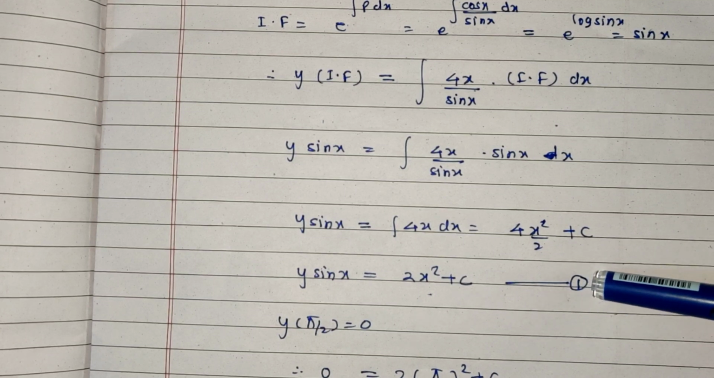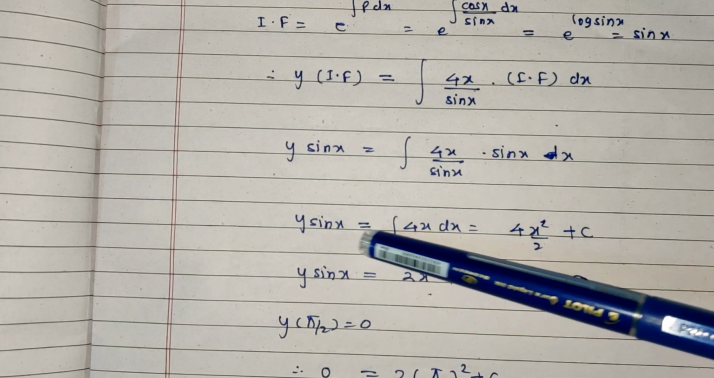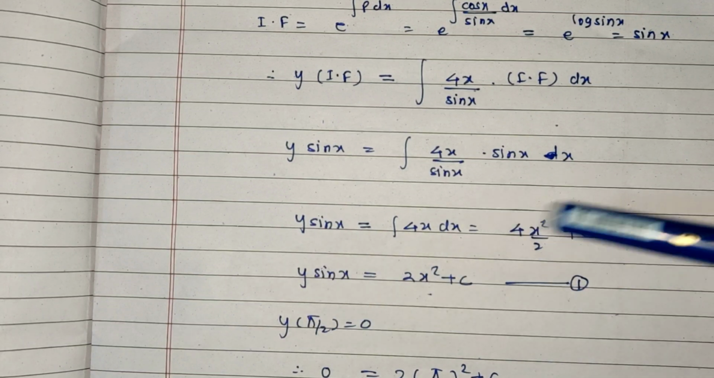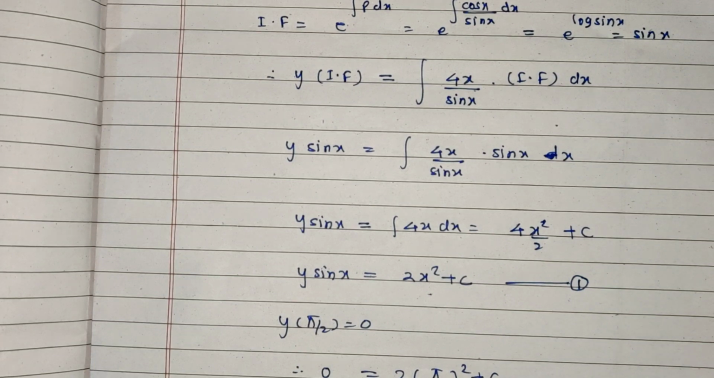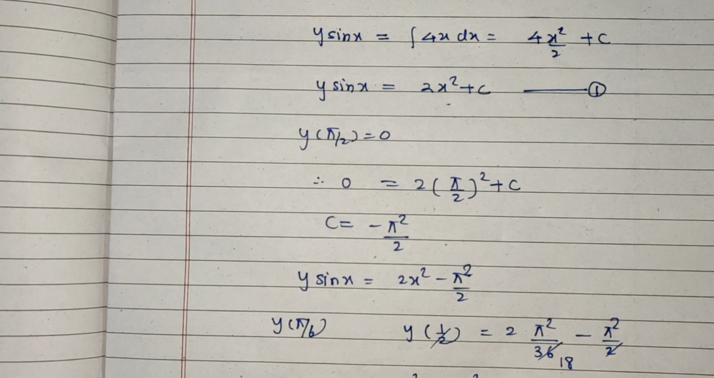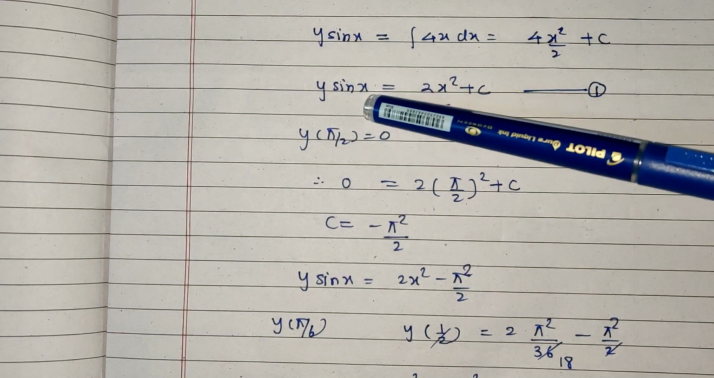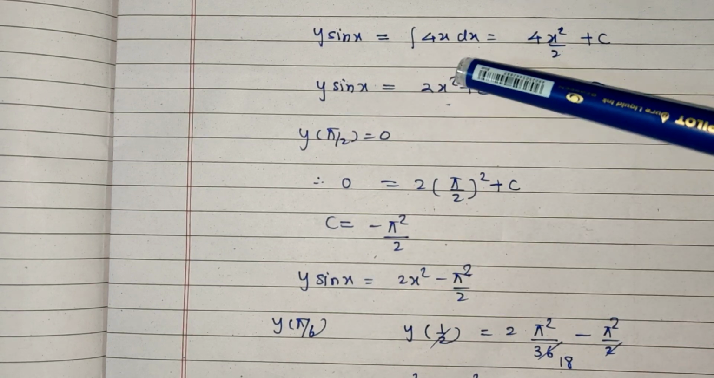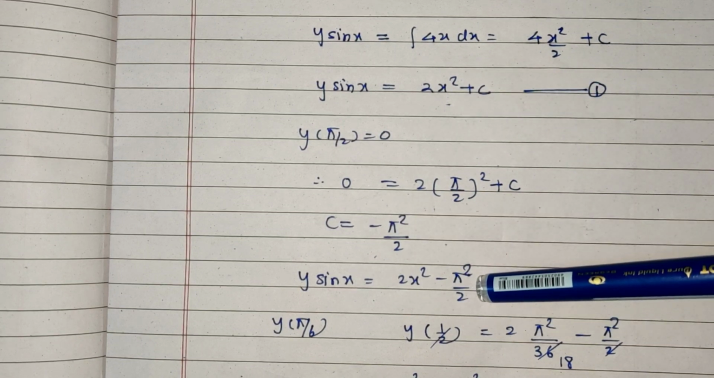Our initial condition is y of pi by 2 is 0, that is given. sin pi by 2 is 1, y of pi by 2 is 0, so this is 0. So 2 into pi by 2 whole square plus c is equal to 0, which gives c is equal to minus pi square upon 2. Substitute here c, y into sin x equals 2x square, and c is equal to minus pi square upon 2.